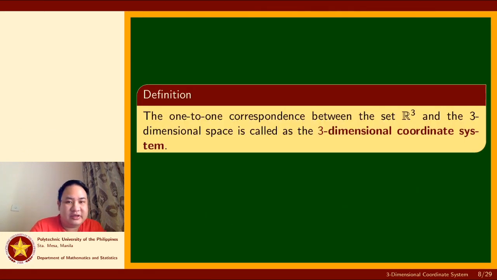This manner of assigning coordinates to space is what we call the three-dimensional coordinate system, or the one-to-one correspondence between the set R3 and three-dimensional space is called a three-dimensional coordinate system.